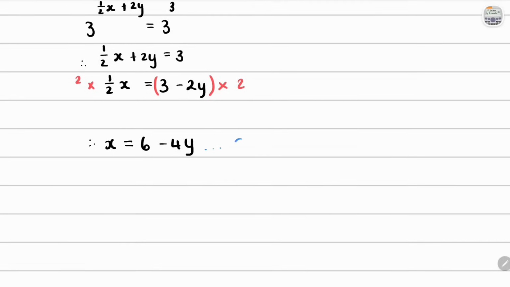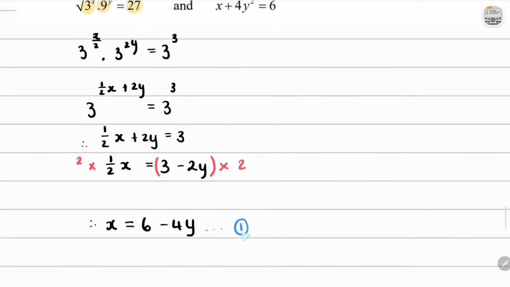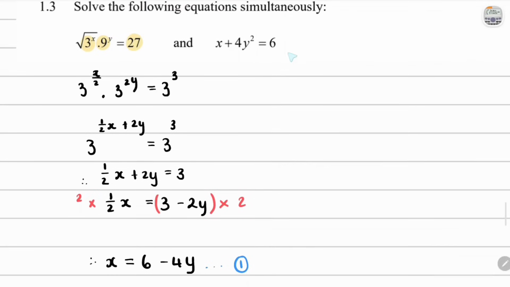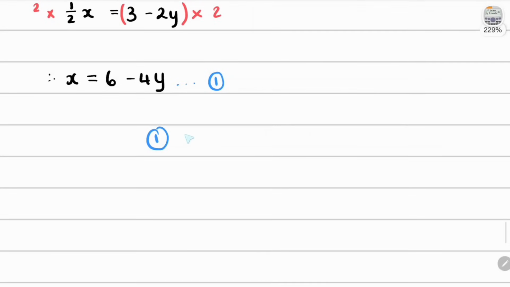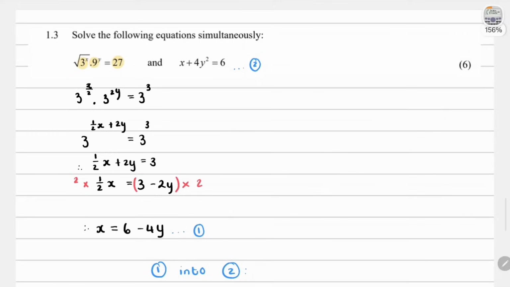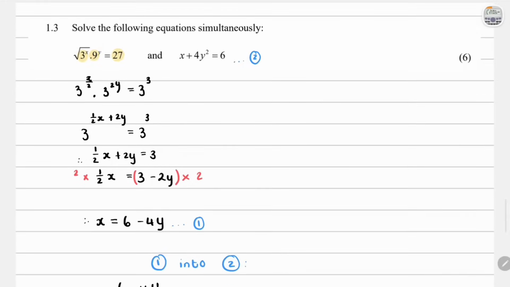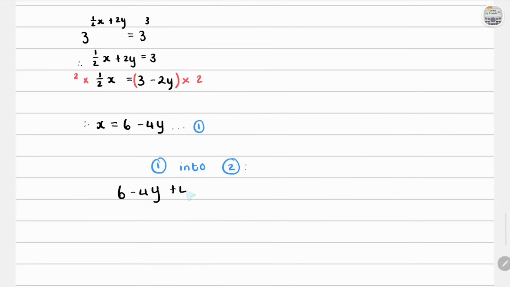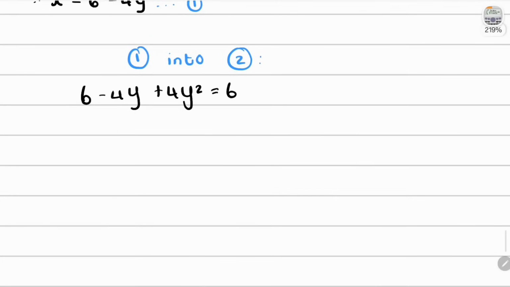We can go ahead and call this equation 1. You could have started by calling that equation 1 and then taking it further and calling it equation 3 after this one is called equation 2. But it's also fine like this. So now we can substitute equation number 1 into 2. Wherever you see x, replace it with 6 minus 4y. So we're going to say 6 minus 4y and then plus 4y squared is equal to 6. Okay, let's simplify.